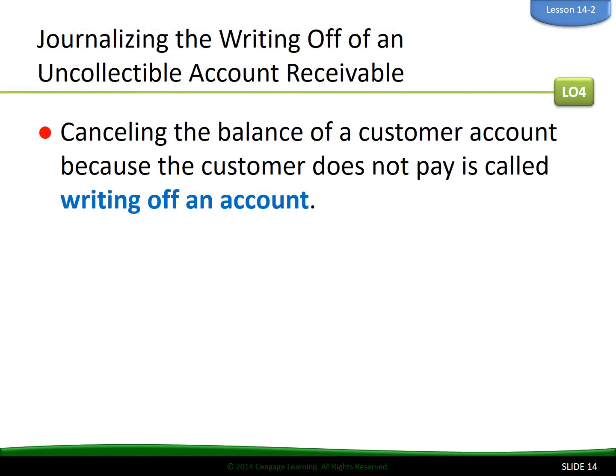Journalizing the writing off of an uncollectible account receivable. So here we have the definition of writing off an account, and this means canceling the balance of a customer account because the customer doesn't pay. Sometimes this happens, but it's just a matter of business.